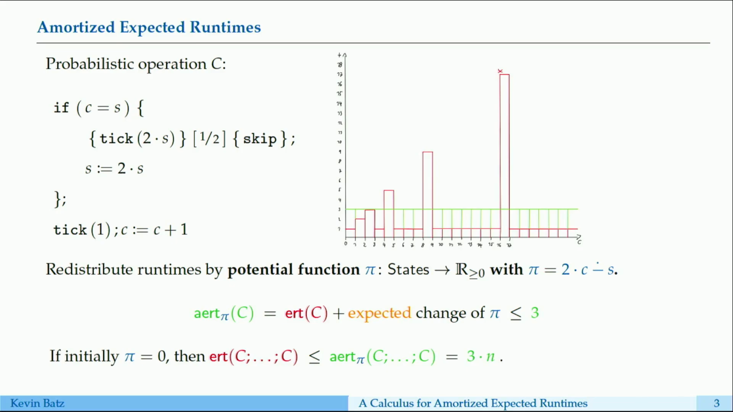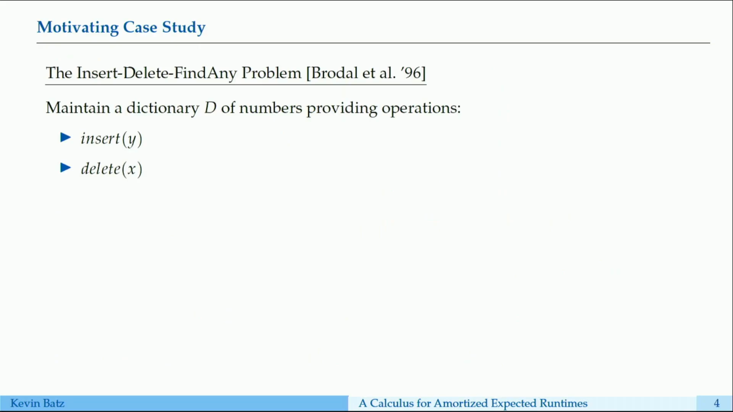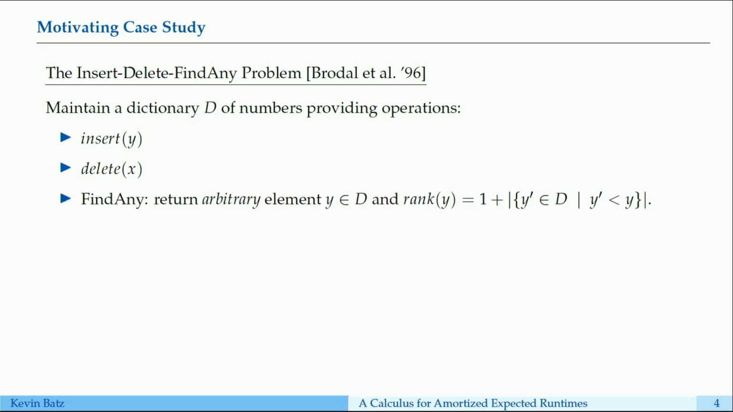In our paper, we also considered realistic examples taken from the literature. And we considered, for instance, the so-called Insert-Delete-FindAny problem, which is due to Brodal et al. So the problem is as follows. Suppose we want to maintain a dictionary data structure D, storing numbers, that provides standard insert and delete operations. And additionally, this data structure provides an operation called findAny. And findAny is supposed to return an arbitrary element y from the data structure together with its rank, which is defined as 1 plus the number of elements in the dictionary that are strictly smaller than y.